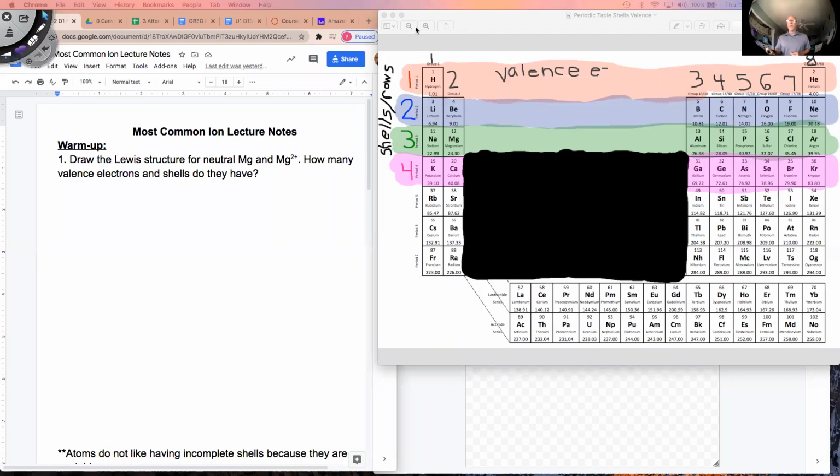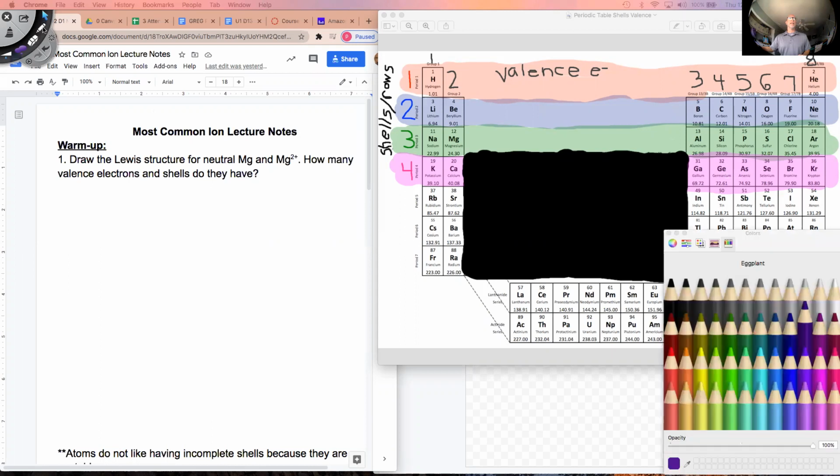So today we are going to be working on something called the most common ion. The most common ion is going to be known as the MCI. The abbreviation is MCI, the most common ion. But before we do that, we're going to review some of the things that we've been doing before because it's really going to help us out in our understanding.